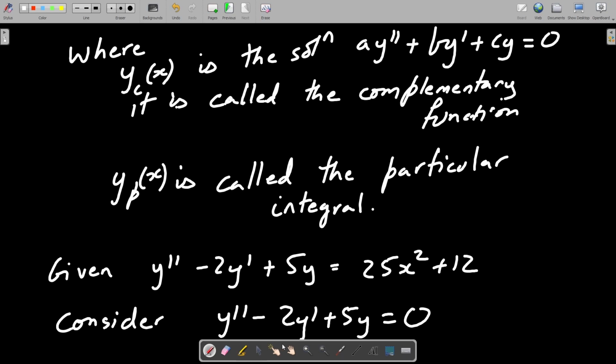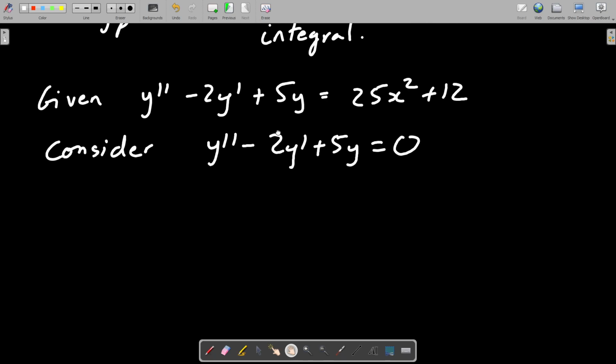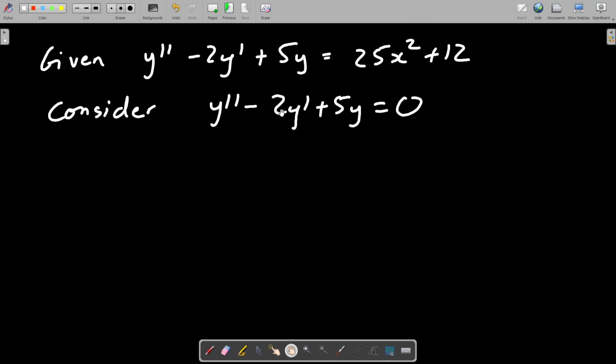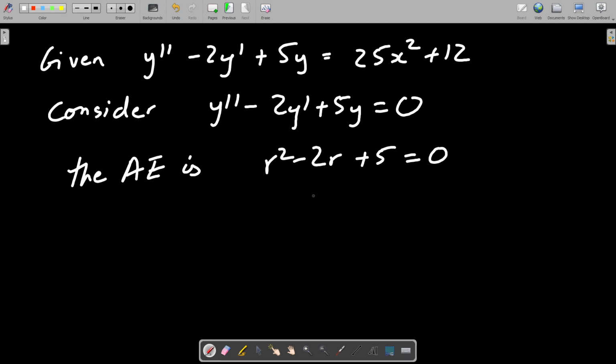So this part we know how to do, so we'll start with this one. Consider the LHS equal to 0. Okay, so the corresponding auxiliary equation will become, I'm using the alphabet R, right? R square minus 2R plus 5 is equal to 0.